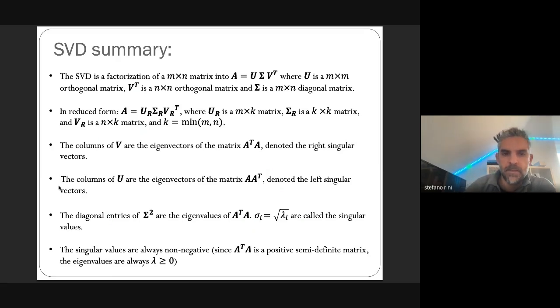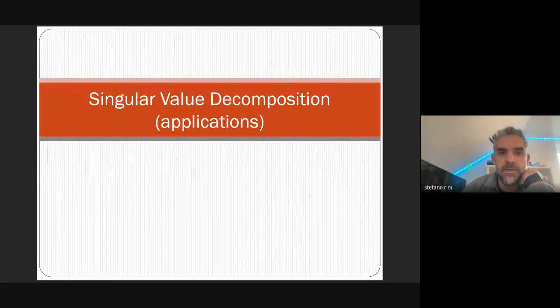So now U becomes M times K, sigma is K times K, and V is N times K. So the columns of V are the eigenvectors of the matrix A transpose A. The columns of U are the eigenvectors of the matrix A times A transpose. The first is the right singular vector. The second is the left singular vector. The square roots of the eigenvalues lambda i are called the singular values. The singular values are always non-negative since A transpose A is positive semi-definite by definition.